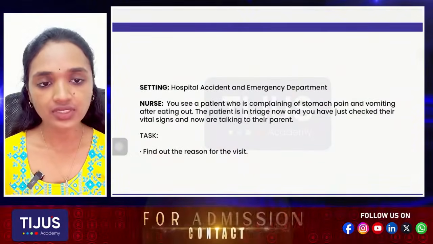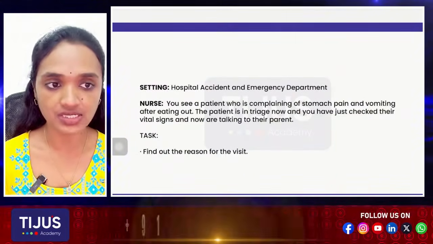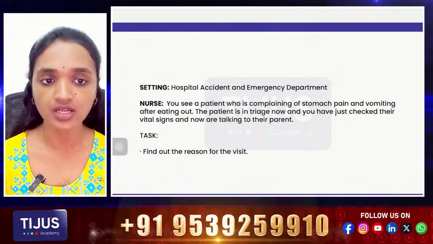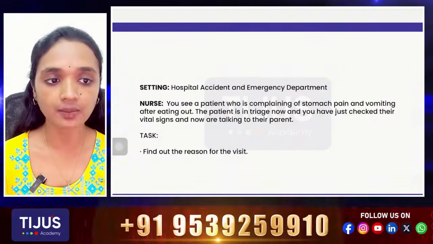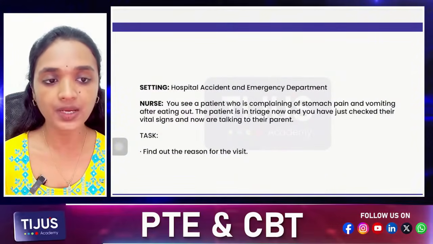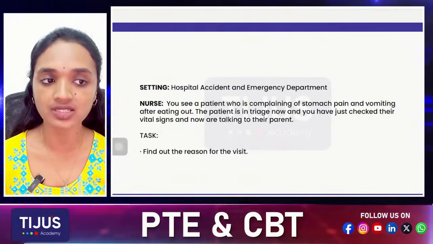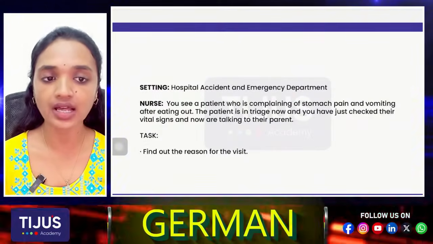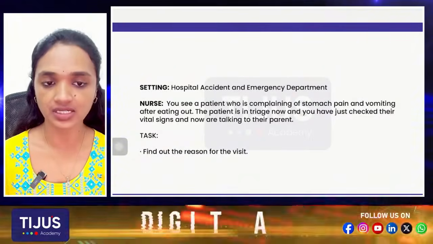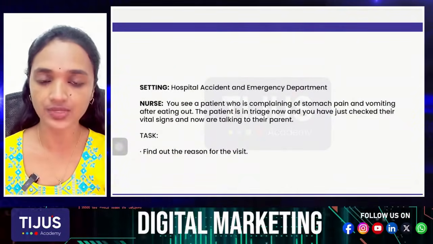So the setting given here is a hospital accident and emergency department, and just beneath that in the scenario it has been mentioned: you see a patient who is complaining of stomach pain and vomiting after eating out. The patient is in triage now and you have just taken their vital signs and are now talking to their parent. Also, our first task is to find out the reason for visit.